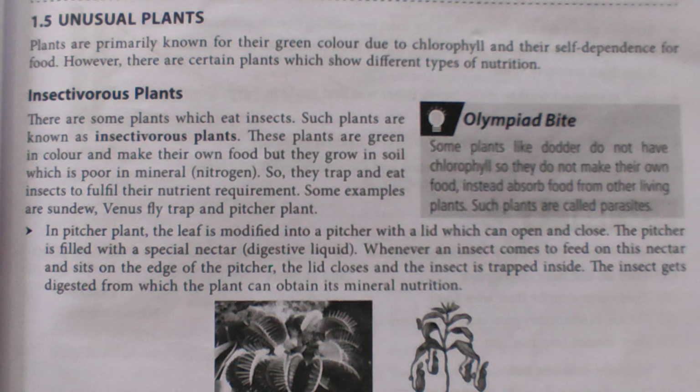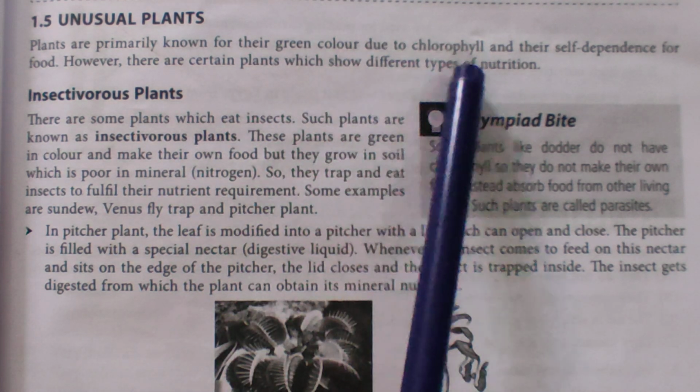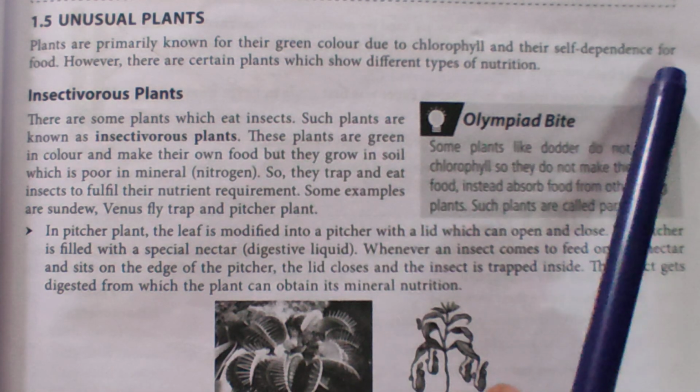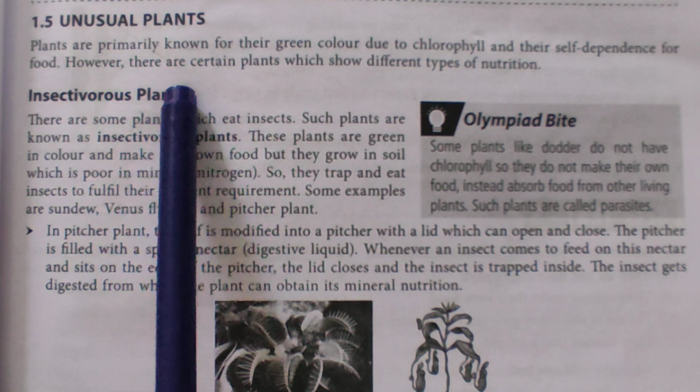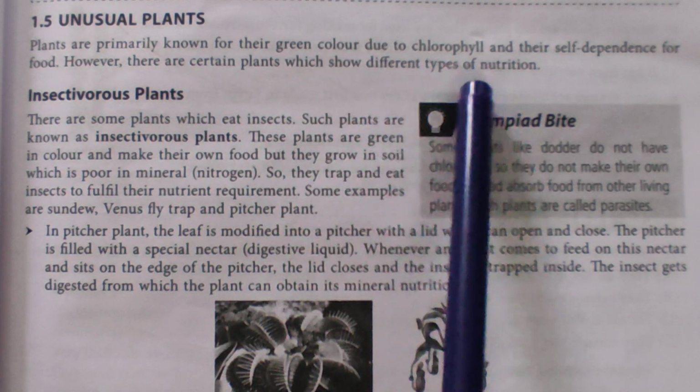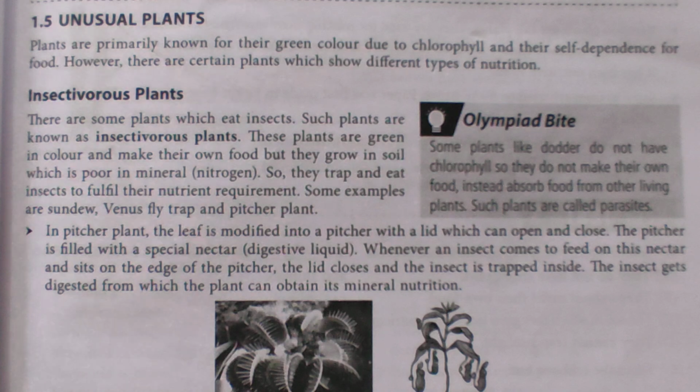Now see, unusual plants, which are not usual. Plants are primarily known for their green color due to chlorophyll and their self-dependence for food. However, there are certain plants which show a different type of nutrition. So here we know that plants are independent. They are making their own food and they are not dependent on anyone for their food. But there are a few plants which are a bit different from these normal plants.